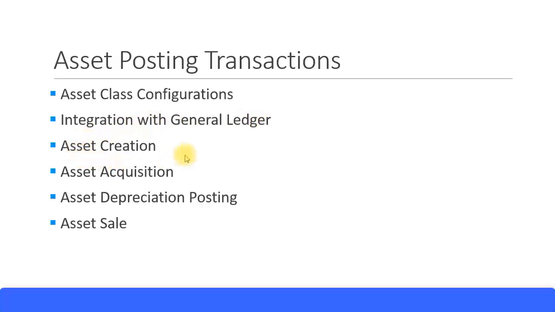We'll create an asset. Then after, we'll look at an acquisition for an asset. We'll run a depreciation run for an asset. And finally, we'll do an asset sale or an asset retirement. That will complete the asset life cycle, and we will look at all the postings relevant to this cycle.